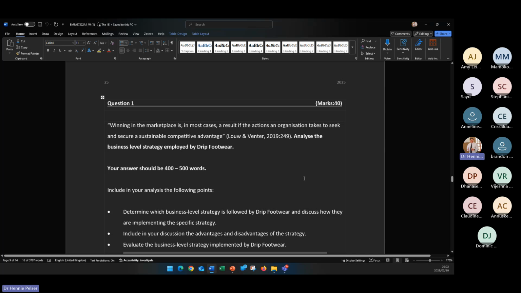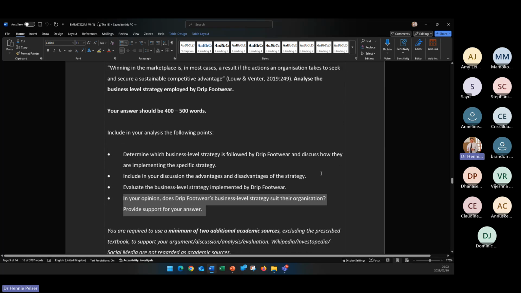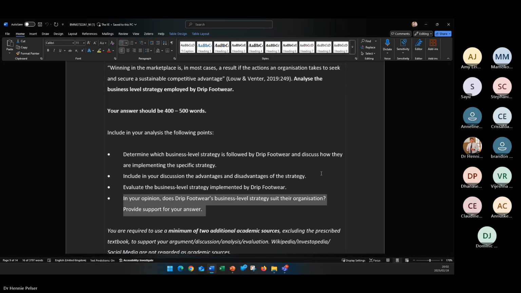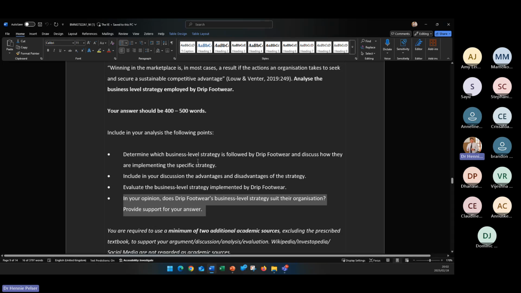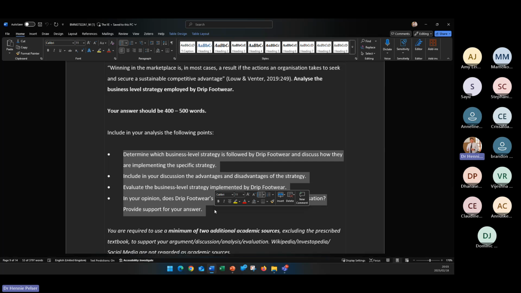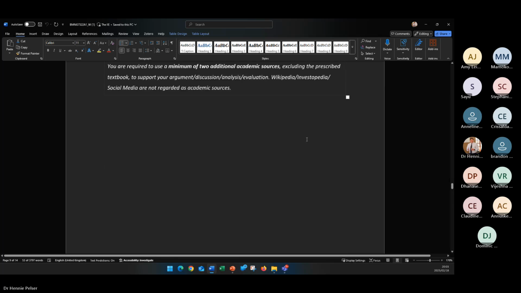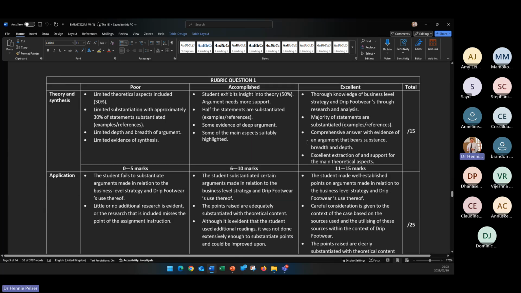How much in pages is 400 to 500 words? Is it about 2 pages? I'm not even sure. Maybe 2 pages. I think you should comfortably be able to answer that in 2 pages. Now, don't go and make your font 8 so that I can't see. Font still remains 12, line spacing 1.5, please. And please include your word count.